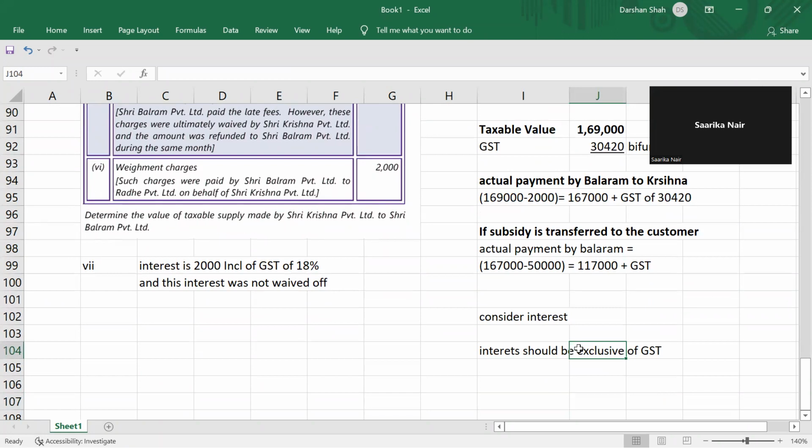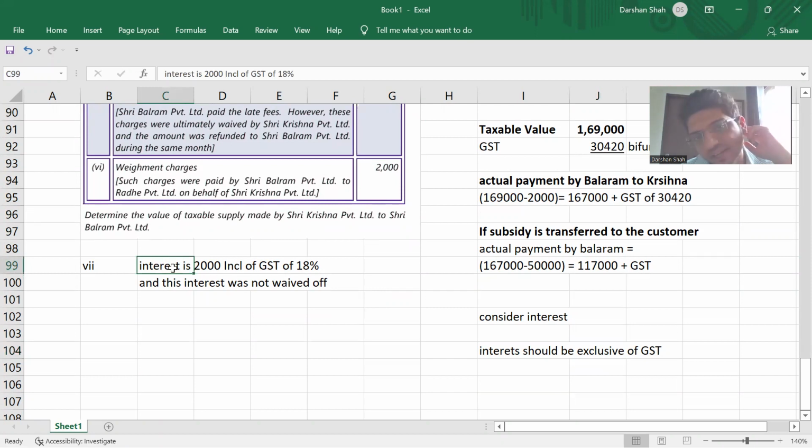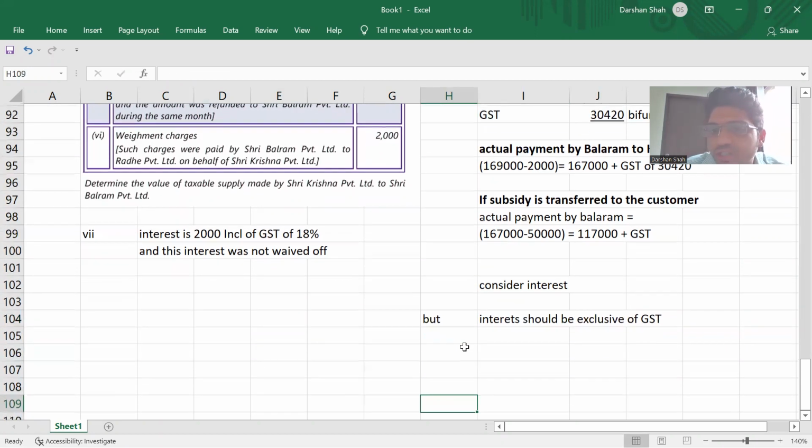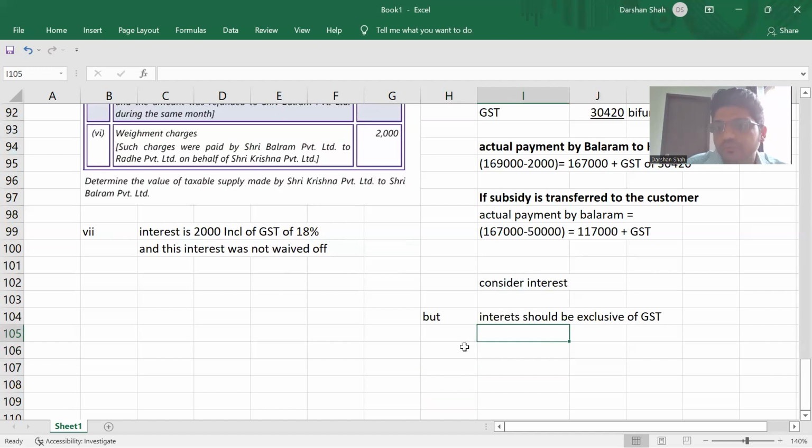Yes, sir. Till here, everyone has understood Narendra's doubt? Narendra is saying if this interest was not waived off, what would be the amount? So I am taking a hypothetical example. Interest is 2,000 inclusive of GST of 18%, and this interest was not waived off. So if interest is not waived off, we have to consider interest, but interest should be exclusive of GST. Now tell me, what is the amount of interest? It cannot be 2,000 minus 18%.